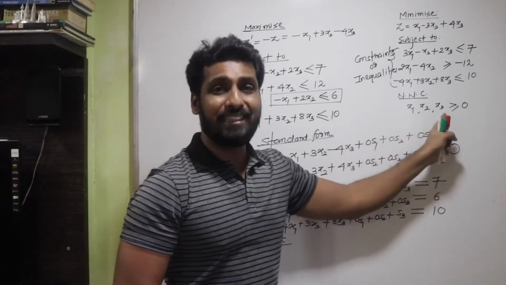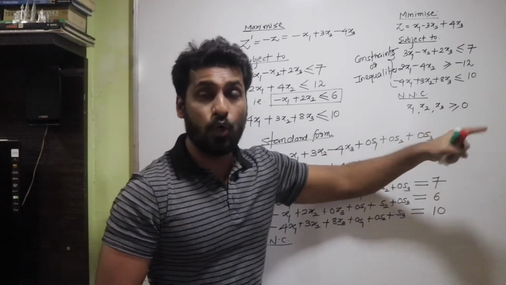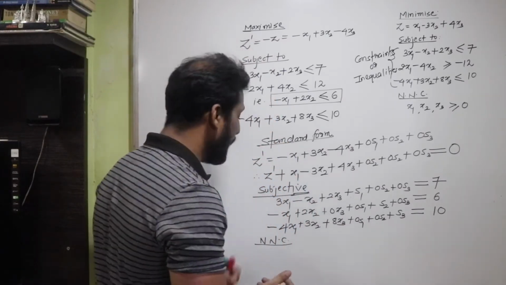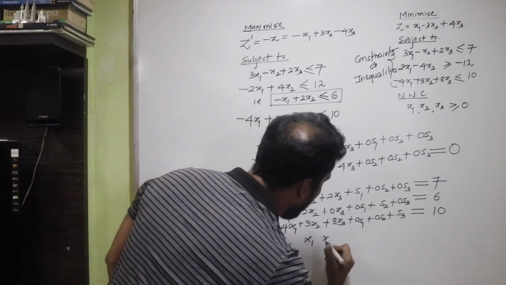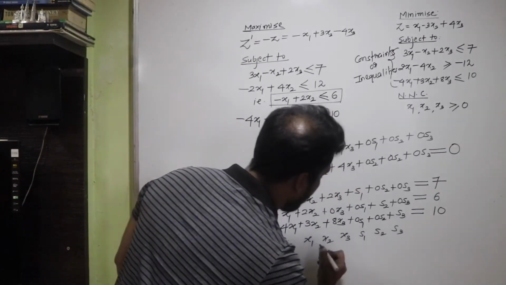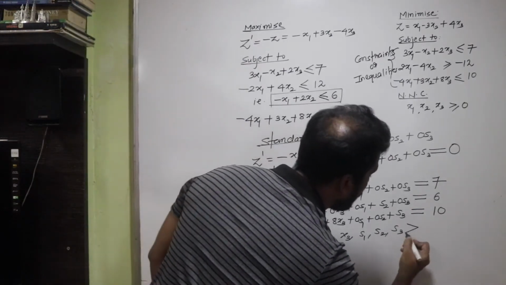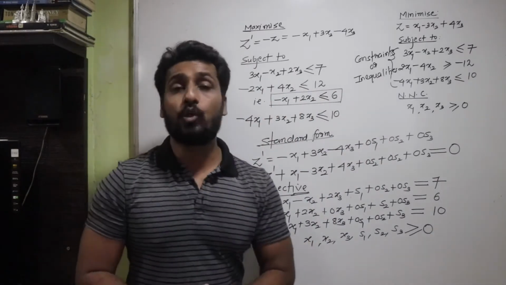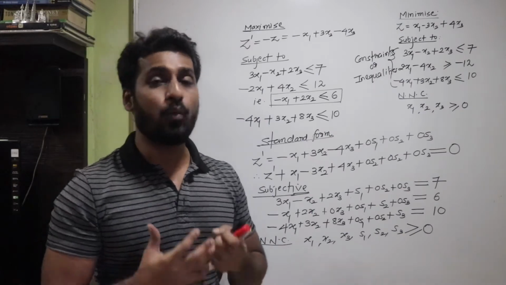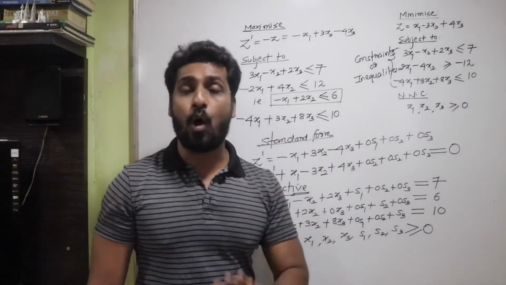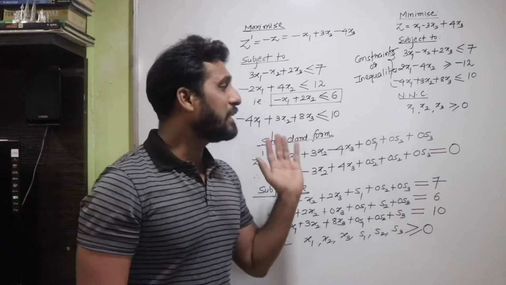x1, x2 and x3 are all greater than or equal to 0, and we have added 3 slack variables, s1, s2 and s3. So x1, x2, x3, s1, s2, s3, all these variables should be greater than or equal to 0. So the 2-3 conditions that were needed to transform a given linear programming problem into the standard form are taken care of.